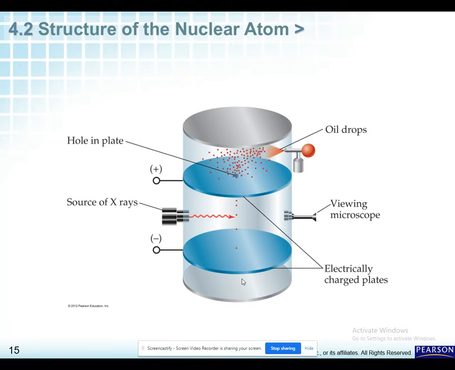So here's a good picture setup of his experiment. Up here is a sprayer that gives out the oil droplets. We had electrically charged plates. So up here we had a positive plate. Down here we had a negative plate. And then he gave in sources of X-rays and different voltages. So he changed it to see how fast they fell through this. And he viewed it through the viewing microscope.